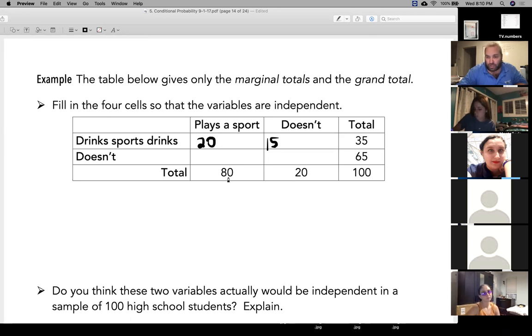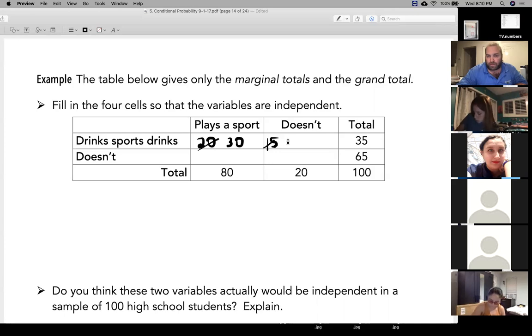What's 20 over 80? 25%. What's 15 over 20? 75%. Well, those can't be independent then. So those numbers were not correct. This number was a lot smaller than this number, correct? Right. This was 25%, this was 75%. So I want to make this number go up and this number go down. 35. How much? 30 and 5. Okay, let's try 30 and 5.